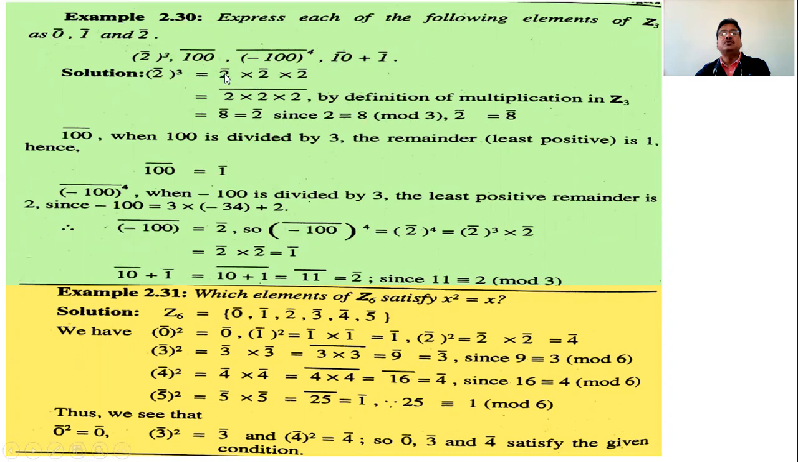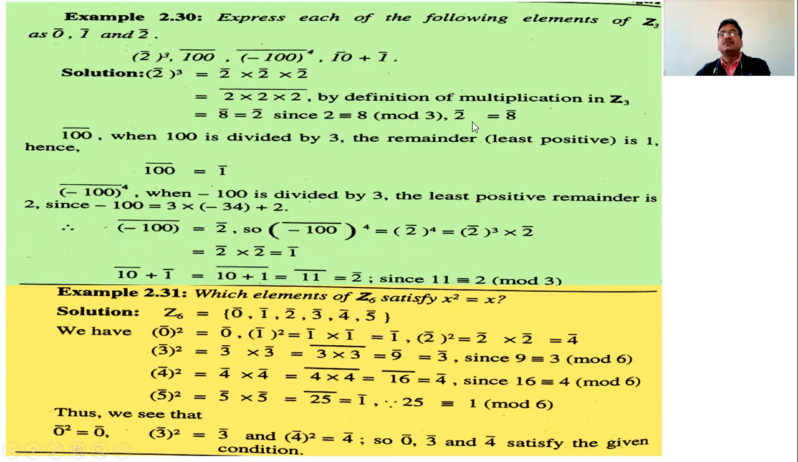So what is 2 bar cube? 2 bar into 2 bar into 2 bar. By using the definition of multiplication, it is 2 into 2 into 2 bar, that is 8 bar. And what is 8 bar in Z3? If we divide 8 by 3, then 2 is the quotient and 2 is the remainder. So 8 bar is 2 bar.